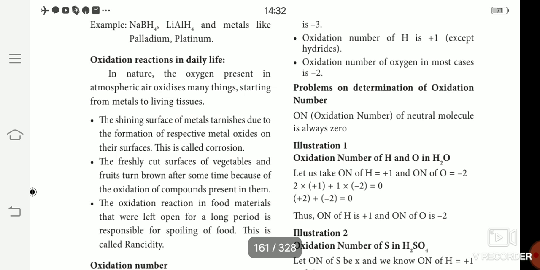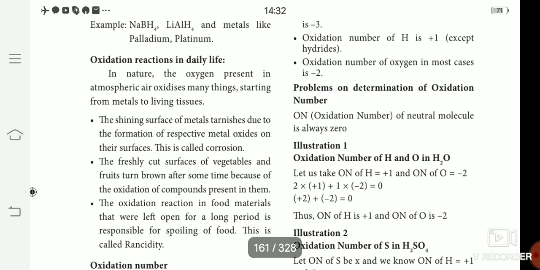The first example is H2O, which means water. The elements present are hydrogen and oxygen. The oxidation number of hydrogen is plus 1, and the oxidation number of oxygen is minus 2 in most cases. How many hydrogens are present? Yes, 2 hydrogens.